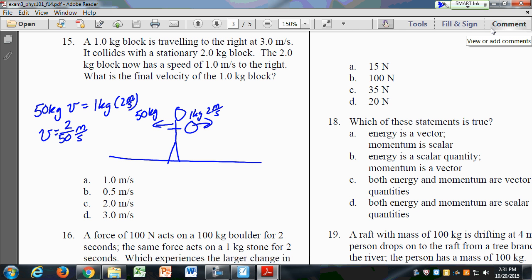Yeah, it's sort of like we had the cannon problem on the concept test where the cannon shot a bullet in one direction and it went back in the other direction. Well, now imagine what if instead of throwing one 1 kilogram block, he threw two 1 kilogram blocks. So he throws one and then he throws another one. What's his final velocity going to be? It's going to be the sum of both of them. So instead of being 2 over 50 meters per second, it's going to be what?